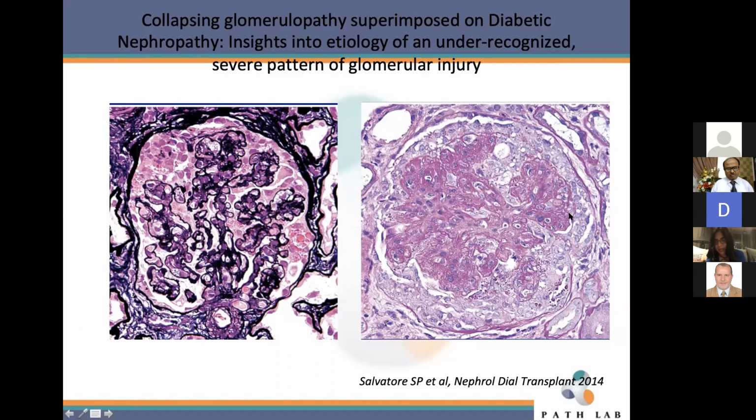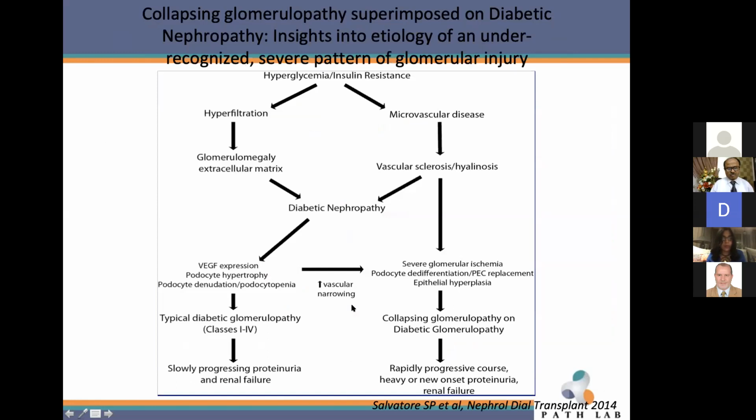Again, this is collapsing glomerulopathy. This is typical diabetic glomerular sclerosis, and you get all of this florid epithelial cell hyperplasia. This is not a crescent, but it can be easily missed or misdiagnosed as a crescent, and I can't blame them. It's really difficult. Now, what could be the possible pathogenesis?